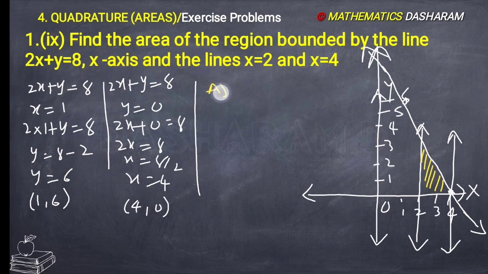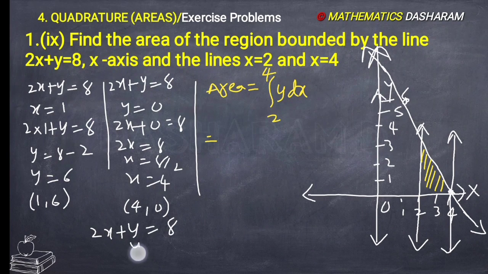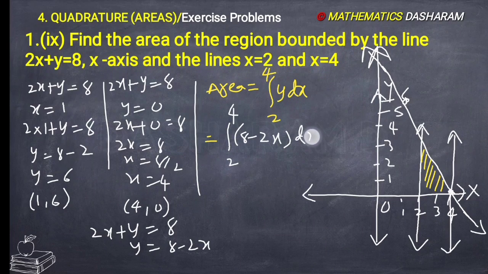So area equals integration 2 to 4, because this area lies between 2 and 4, y dx. See, actually the given equation is 2x plus y equals 8. Now from this, y equals 8 minus 2x. So integration 2 to 4, 8 minus 2x dx.